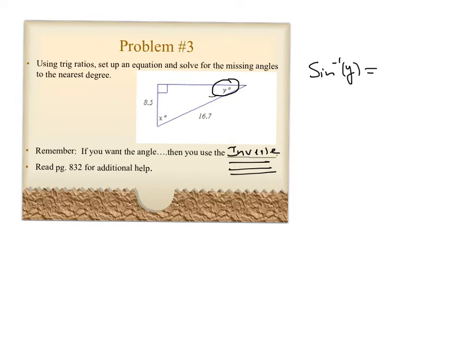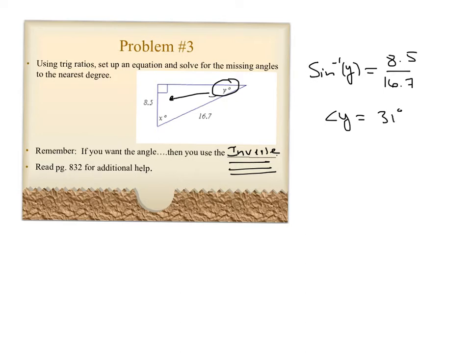But anyway, that's opposite over hypotenuse. The opposite side is 8.5 and the hypotenuse is 16.7. Now we did that on our calculator and we found that angle y, let me scratch that out because we really don't need this anymore, is 31 degrees. We cannot put numbers in the right order today. Okay, so angle y is 31 degrees.